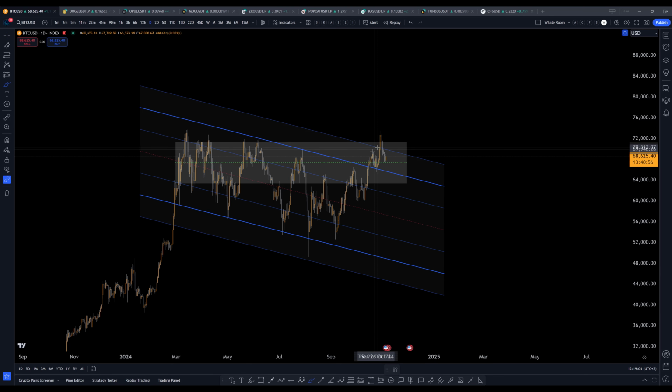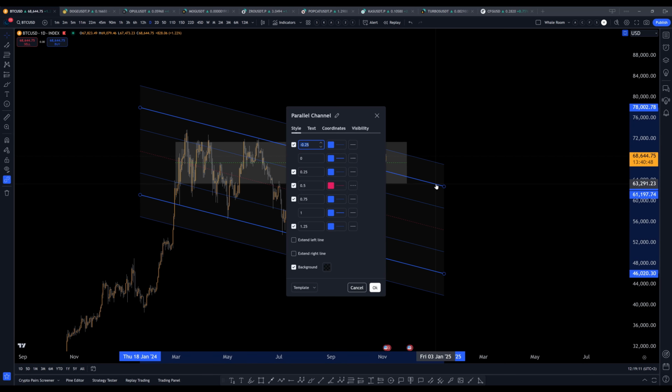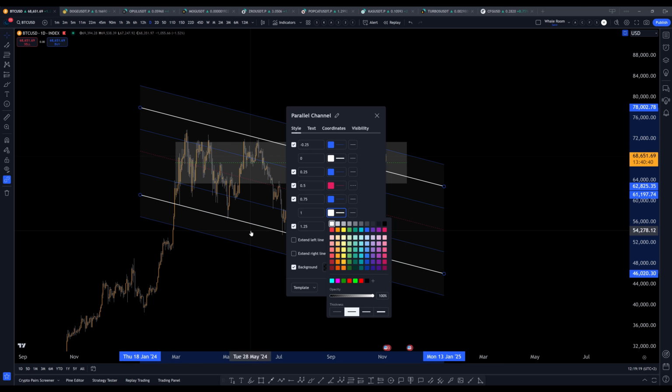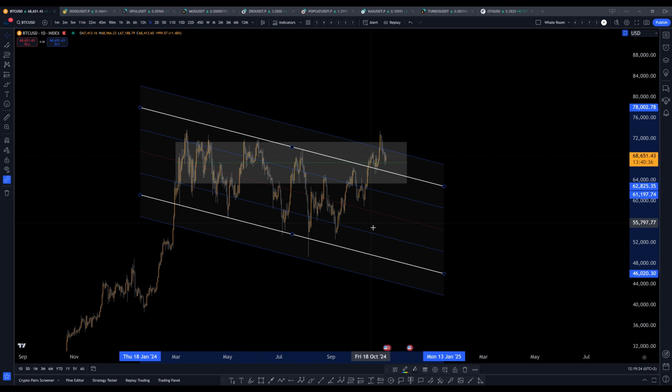Now, the area that we need to pay attention to is the range, obviously, and also we broke the channel. Can I change the colors here? The main channel is the 0, so let's make that red, and make that white as well. Here it is, that's a bit better. So the main channel are the white lines.